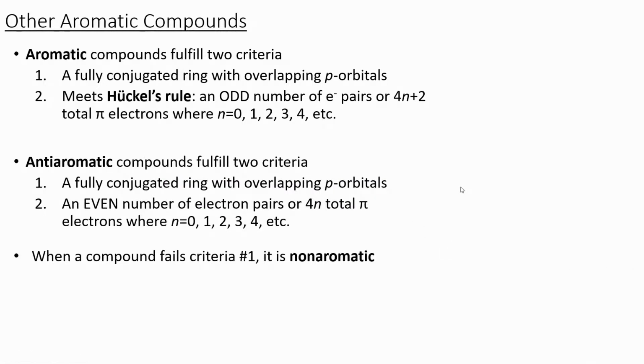So just to summarize some of these criteria, an aromatic compound must fulfill two criteria. It must be a fully conjugated ring with overlapping p orbitals, and it must follow Huckel's rule. Anti-aromatic compounds also must fulfill two criteria. It must be a fully conjugated ring with overlapping p orbitals, and it must be the opposite of Huckel's rule. So if it has an even number of electron pairs, it'll be anti-aromatic. If the compound fails criteria number 1 in either of these cases, it doesn't matter how many electron pairs. If it's not a fully conjugated ring or the p orbitals don't overlap, then it's non-aromatic. So we have three classifications for all of these molecules: aromatic, anti-aromatic, and non-aromatic.